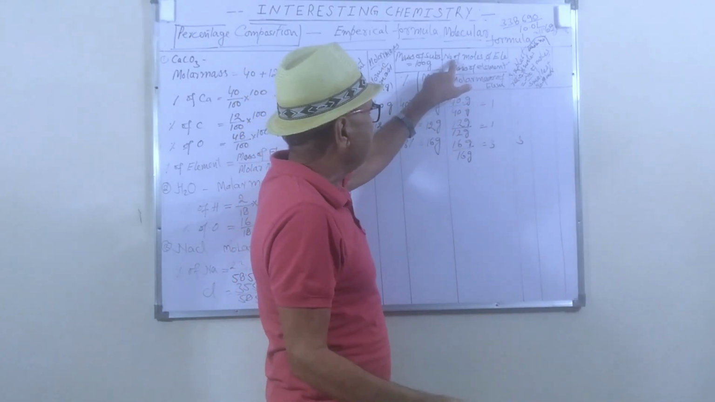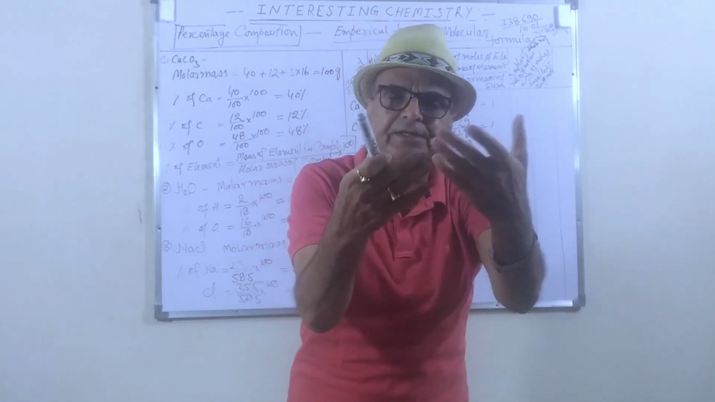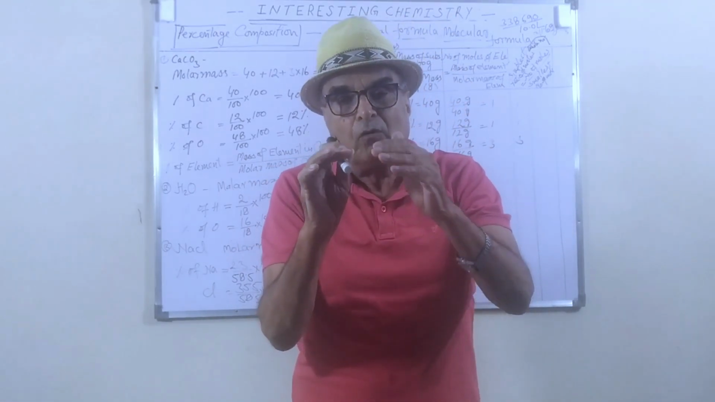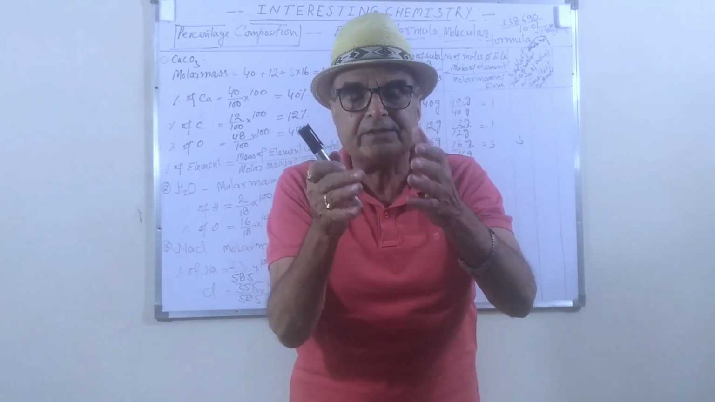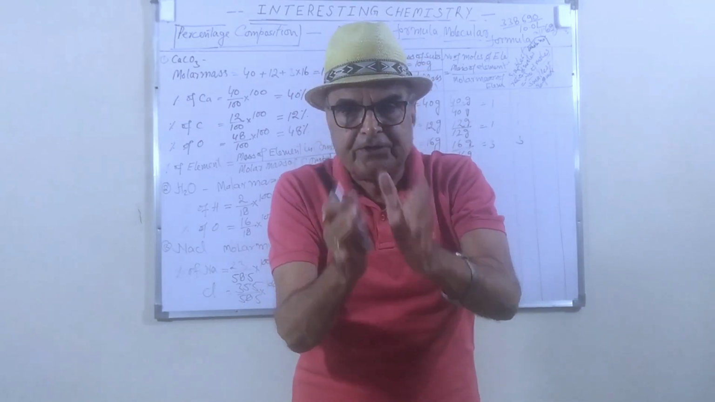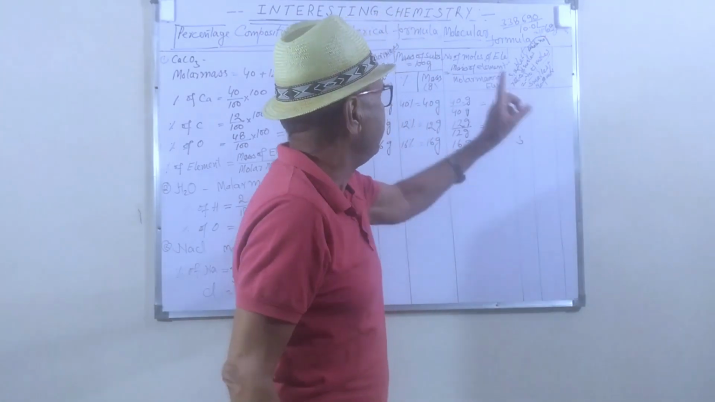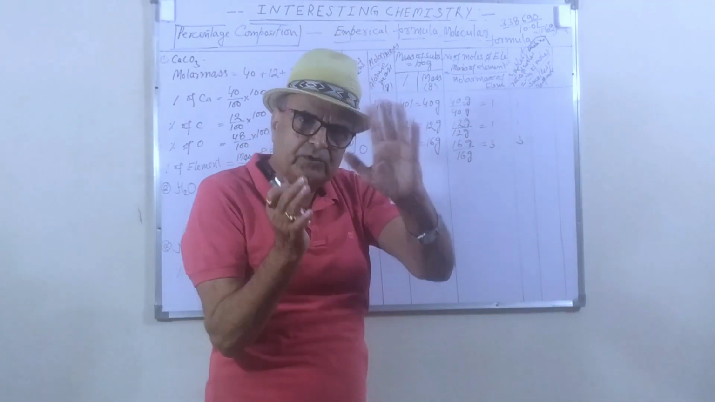Find out the number of moles of the element present in the substance. So how many moles are there of the particular element in that compound? This is the main step. So how will you get this step?